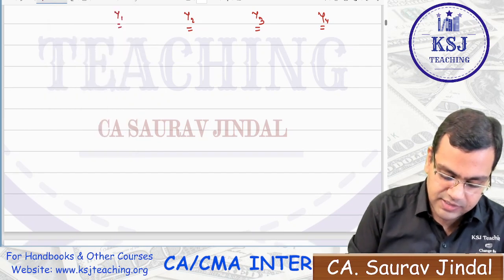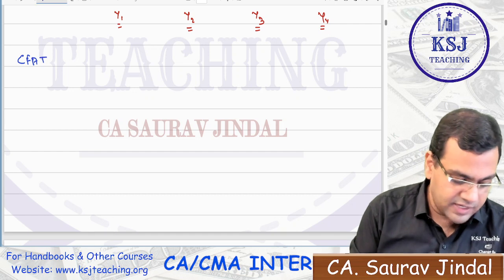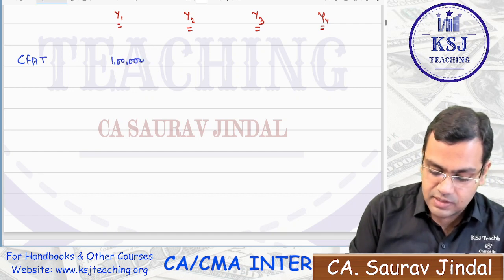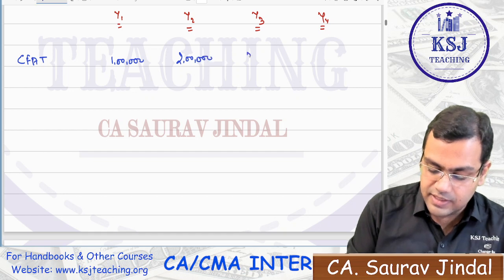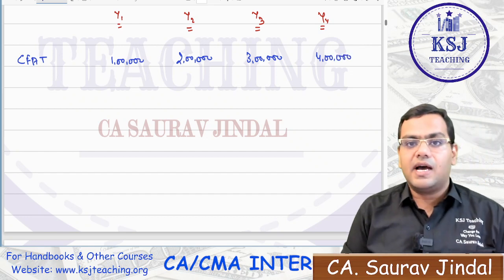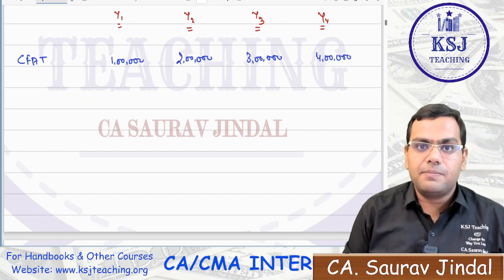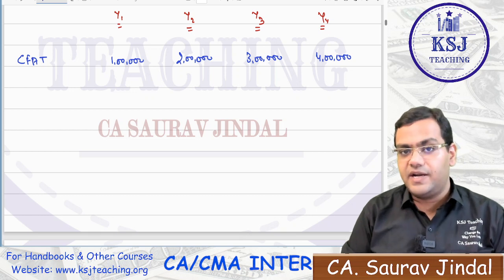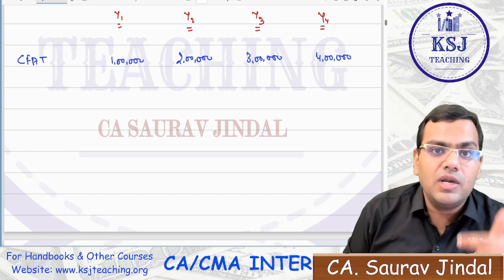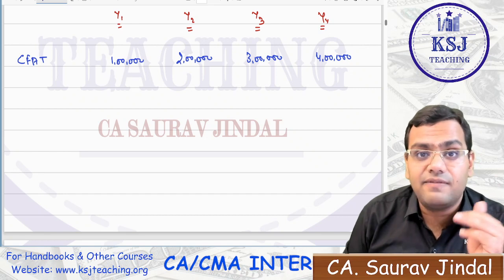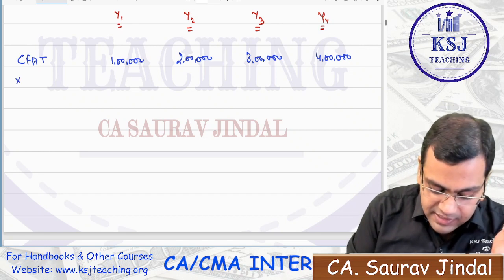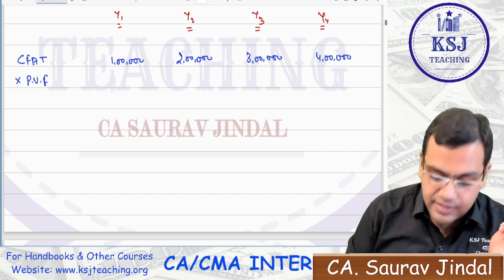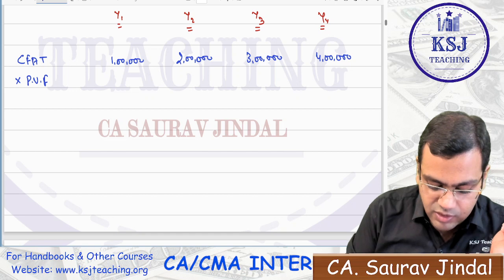What you are given is the CFAT. The CFAT is given to you as 1 lakh rupees, 2 lakh, then 3 lakh, and 4 lakh. Now, these are unequal cash flows. In the case of payback period, we have already discussed how to treat unequal cash flows: we calculate cumulative CFAT. But here, before we calculate cumulative CFAT, we will calculate the present value of the CFAT. So we will multiply it with the present value factor of the respective year at 10%.